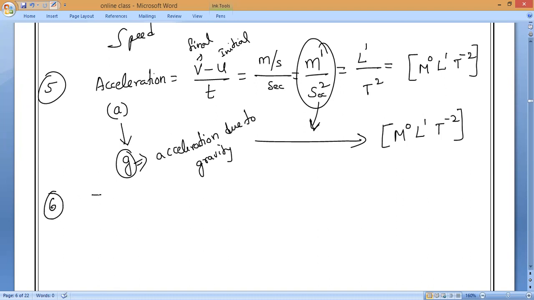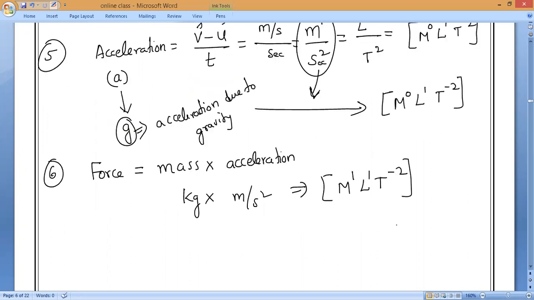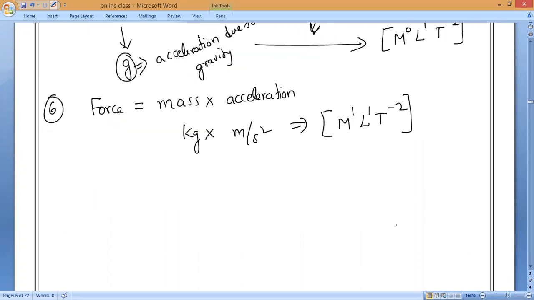Next, let us take force. We all know force. What is the force formula? Just now we studied. Mass into acceleration. Clear. Now, can you tell me the dimensions? Let me take mass means kilogram, acceleration means meter per second square. So dimensions fast. M power 1, L power 1, T power minus 2. Clear, everybody? Any doubt?